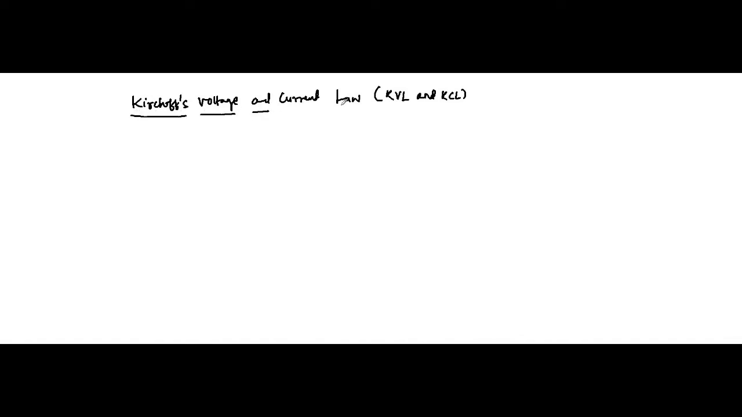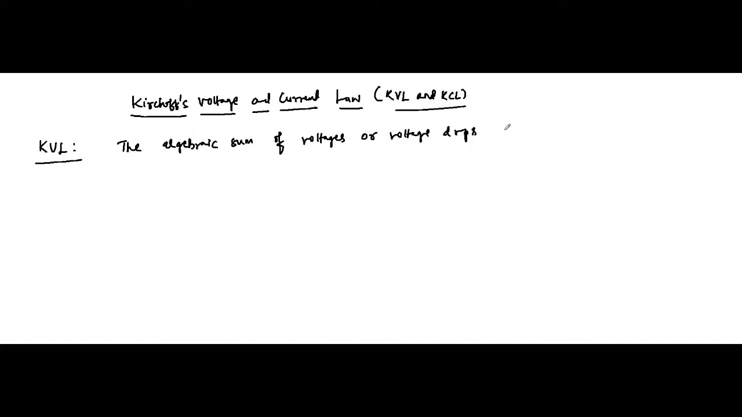So first let us discuss KVL, Kirchhoff's voltage law. The basic statement of KVL is that the algebraic sum of voltages or voltage drops across the circuit elements, be it resistor, inductor, capacitor, whatever it is, in any closed circuit, in any closed path loop, is 0.